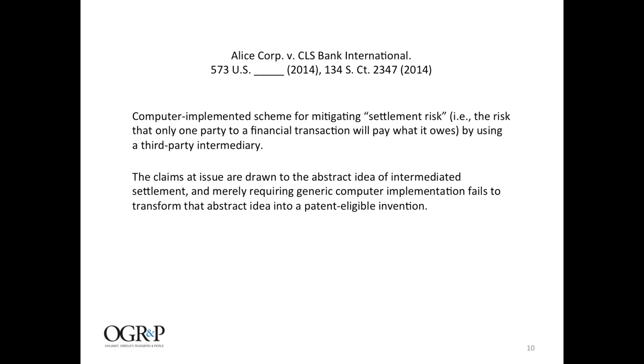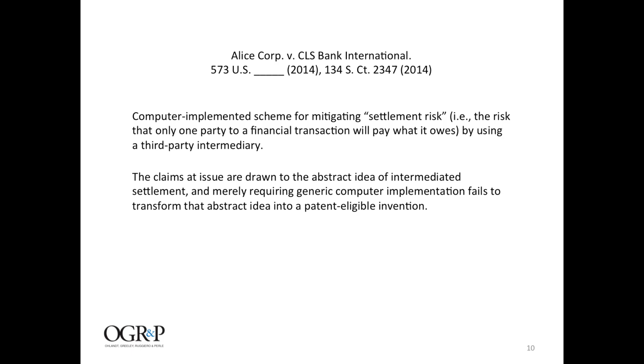The idea of having an intermediary has been around for hundreds, maybe thousands of years. Anyway, the claims at issue are drawn to the abstract idea of intermediated settlement, and merely requiring a generic computer implementation fails to transform that abstract idea into a patent-eligible invention. Again, this idea of mitigating settlement risk, similar to Bilski, is a fundamental economic practice.